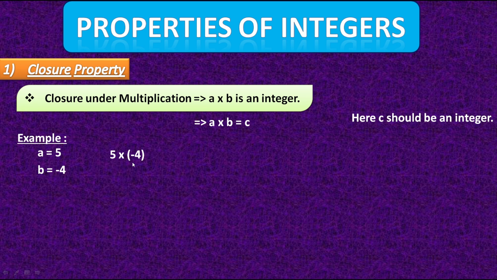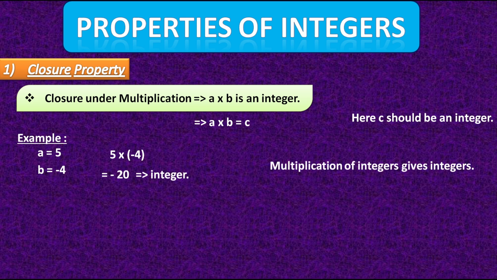Here both the numbers have different signs. This 5 has a plus sign and this 4 has a minus sign. As both of them have different signs, we have to give a negative sign to the answer. That means the answer is minus 20. Okay, and minus 20 is an integer, therefore we can say that multiplication of integers gives integers.